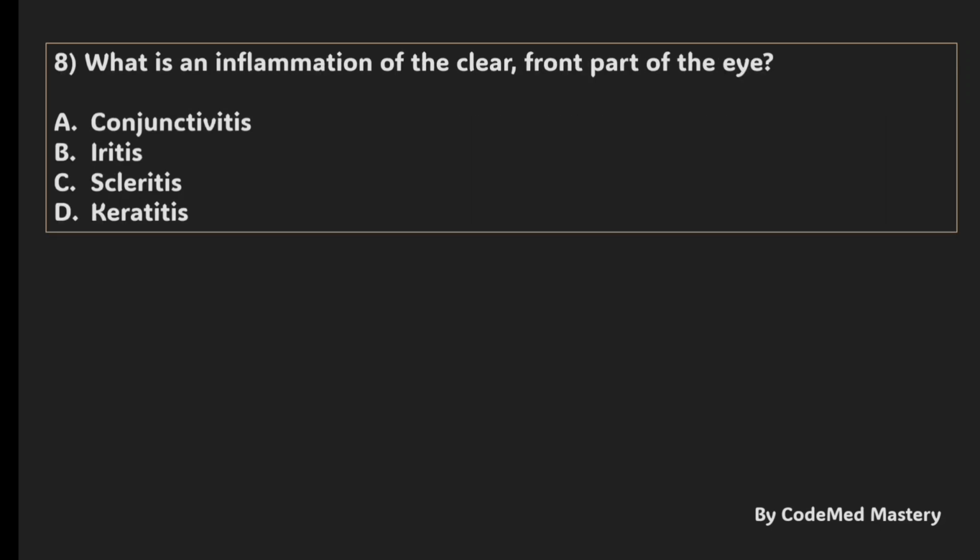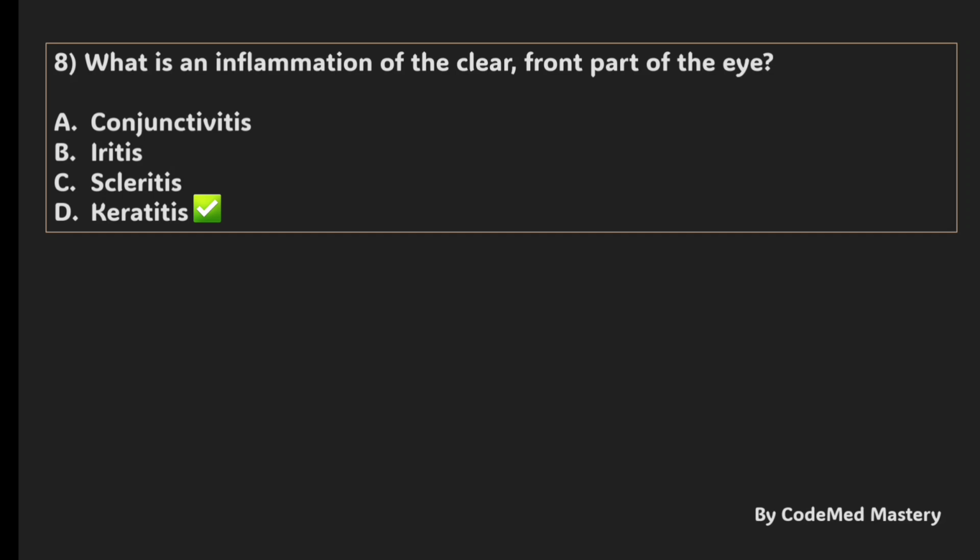Next question. What is an inflammation of the clear front part of the eye? Option A, conjunctivitis. Option B, iritis. Option C, scleritis. Option D, keratitis. And the right answer is option D, keratitis. Keratitis is an inflammation of the cornea, the clear dome-shaped tissue on the front of your eye that covers the pupil and iris.